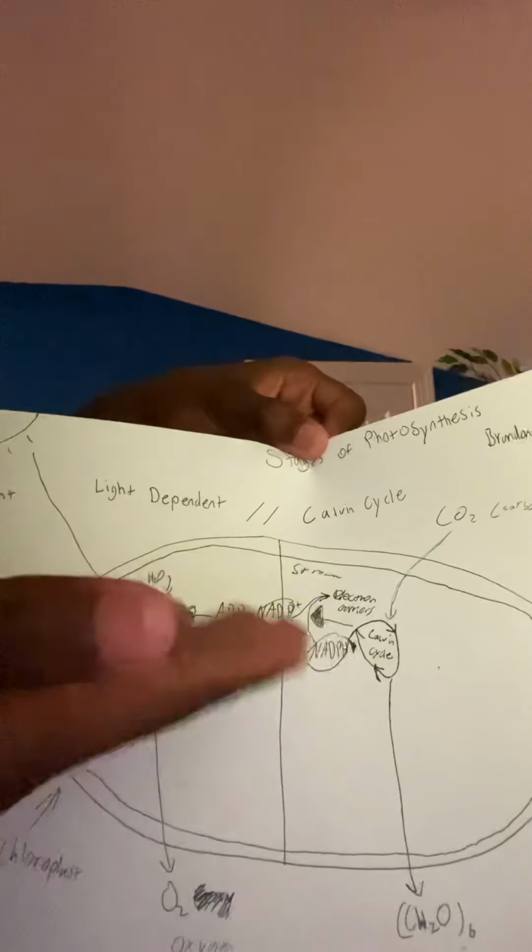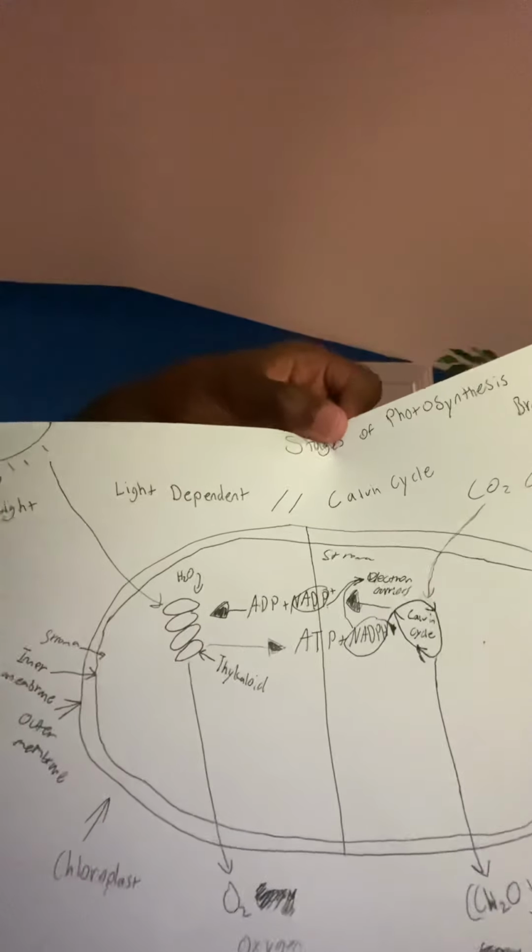So, one thing to break down is that there are two parts of the system. There's the Calvin cycle and the light-dependent cycle. And so we'll start with the light-dependent cycle.